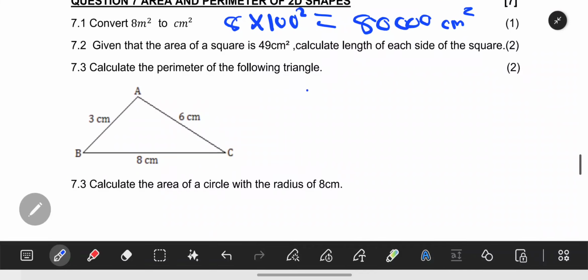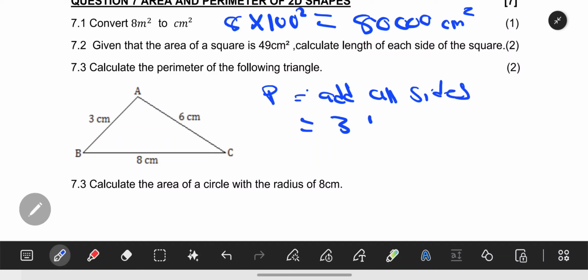7.3, it says calculate the perimeter of the following triangle. So for perimeter, guys, it's simple, add all sides. So we're going to get 3 plus 6 plus 8, and we're going to get 17 centimeters.